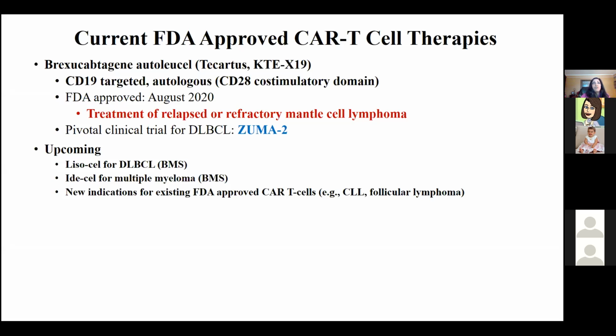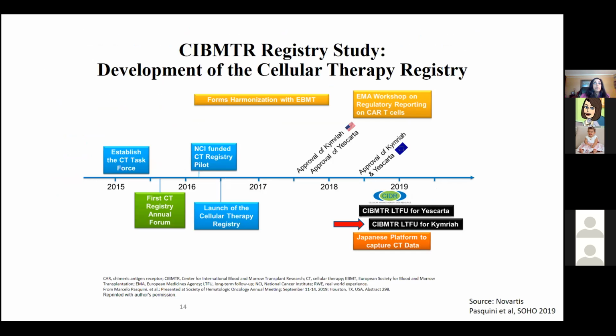So far, that has shown fairly low levels of neurologic toxicity and cytokine release syndrome, but the multiple myeloma population of patients is a large, very varied and much older population. So we don't really know, once this gets into the quote unquote real world, what type of toxicities we're going to see. And then there will probably be new indications for existing FDA approved CAR T cells, the ones I mentioned above, for instance, chronic lymphocytic leukemia, follicular lymphoma, etc.